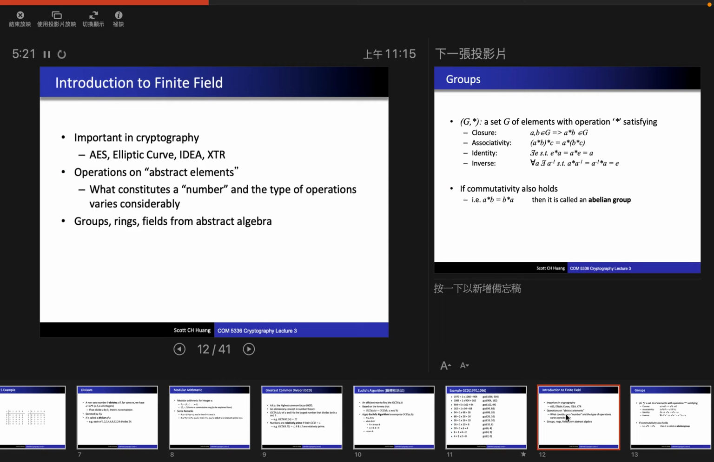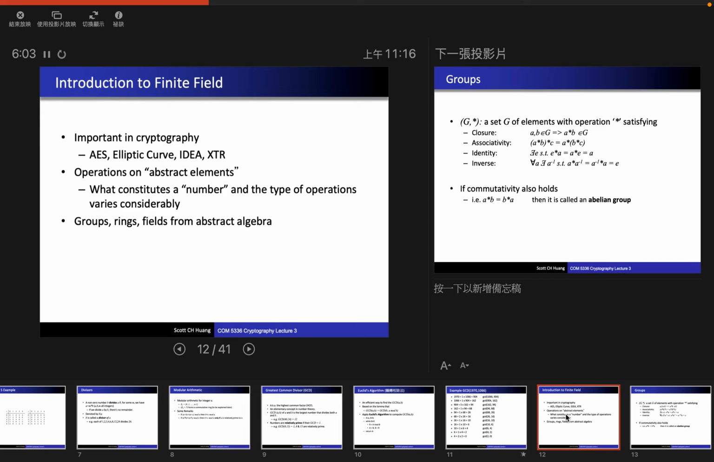Now, these are kind of preliminaries. Now let's come back to the main topic, finite fields, because this is what we're going to learn. This is a really important concept in cryptography because it's used extensively in lots of algorithms, including AES, elliptic curve, IDEA, which is a block cipher, and also another public key cryptosystem, XTR, and many others as well. So it's very important in cryptography and also error correcting code.